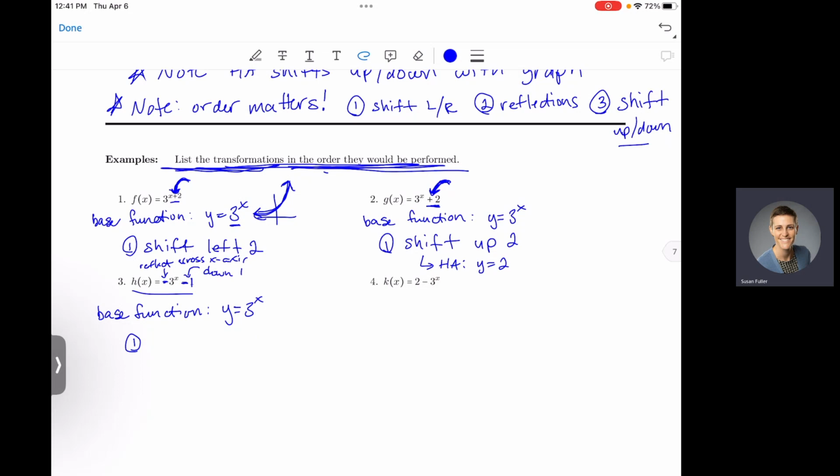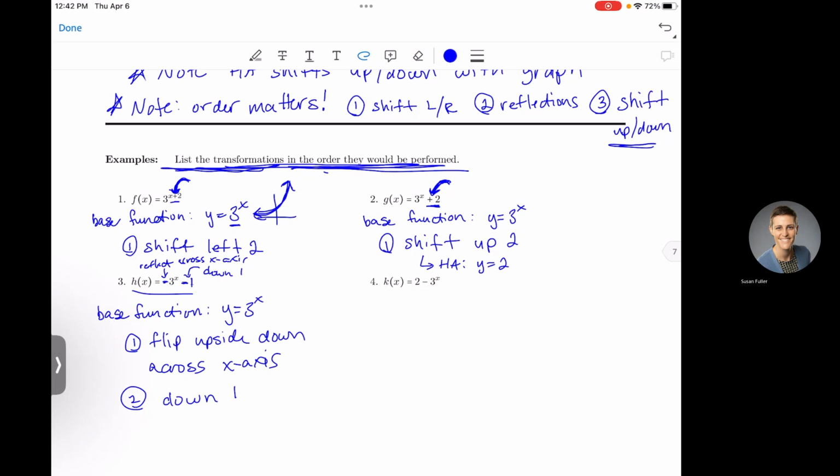So shifting up and down has to be the last thing that we do. So that means that we are going to have to do our reflection. We'll flip upside down across that x-axis first. And then the second thing that we'll do is then shift this thing down 1 unit. Those are our transformations.